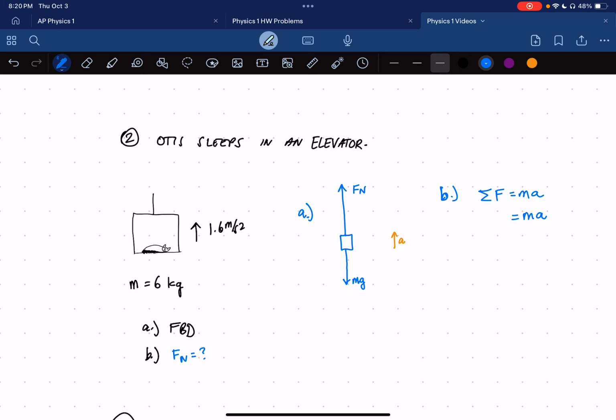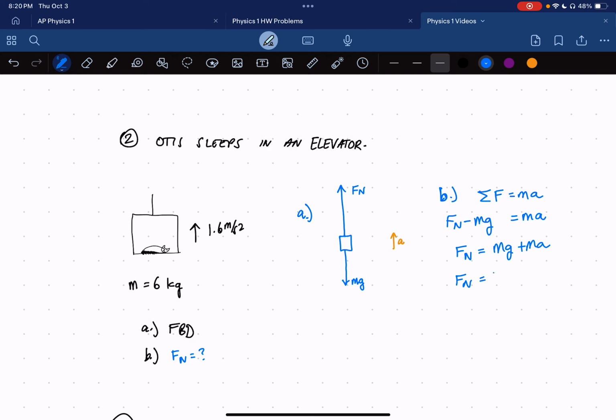Now we need to put our two forces in the equation. And now it matters. We want to go with the force that is in the direction of the acceleration. In other words, we want Fn first. We will subtract the other force mg, and we solve for Fn. Let's isolate Fn. This is mg plus ma. And now we can substitute.